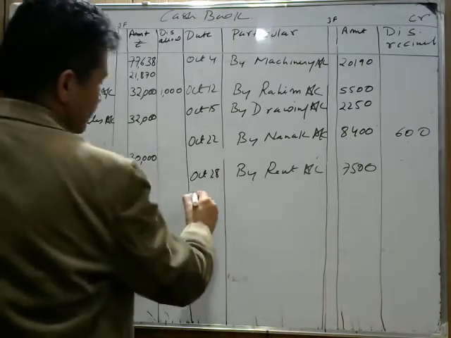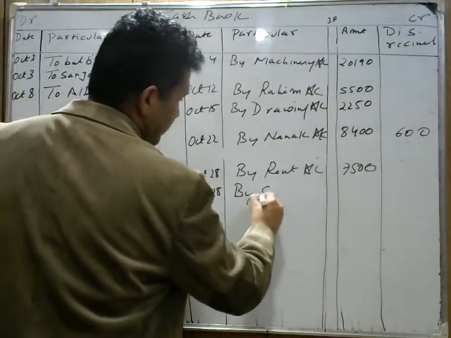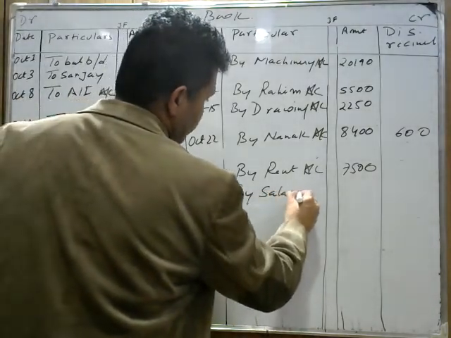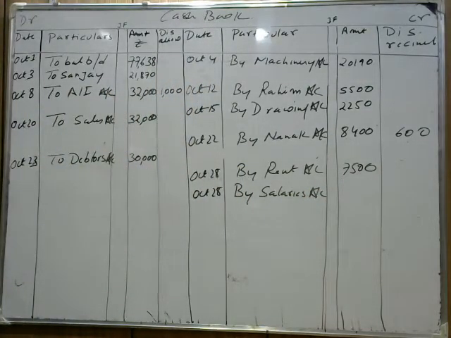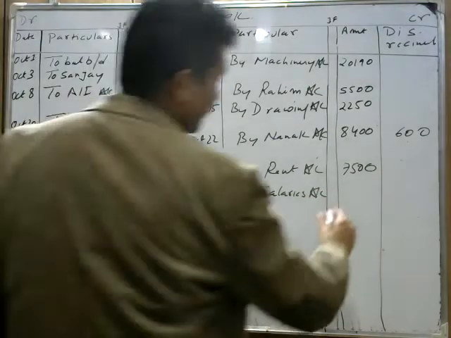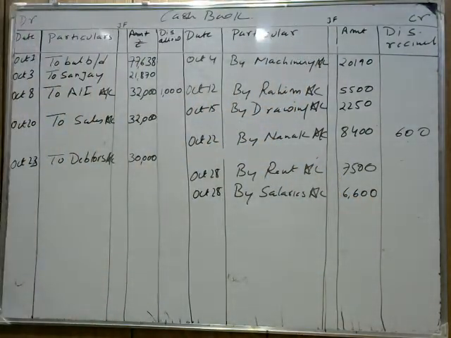Next, paid salaries, same date, October 28. We paid salary, so we write by salaries account. And you paid salaries of rupees 6,600. So we write 6,600 in salaries. Now, I hope we have done all the transactions. Check whether हमने कोई transaction miss तो नहीं की. Check once again. Look for the transactions.